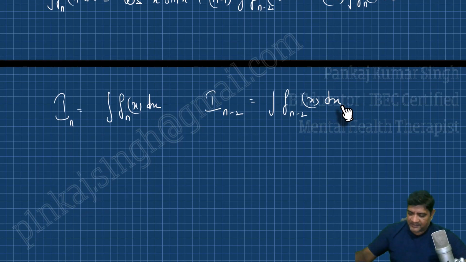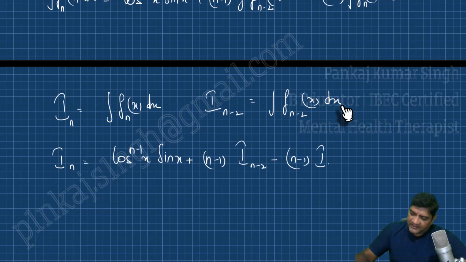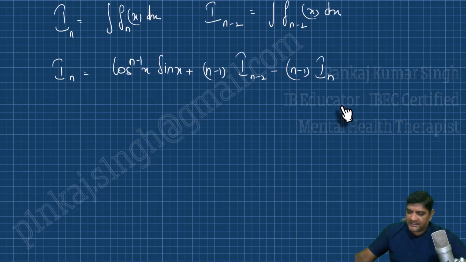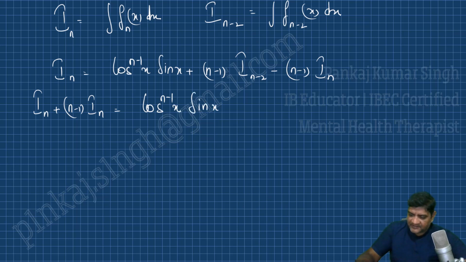So when I go back here, I can write this as I n equal to cos to the power of n minus 1 x into sin x plus n minus 1 I n minus 2 minus n minus 1 I n. Now transposing I n to the left hand side, I'll have I n plus n minus 1 into I n as equal to cos to the power of n minus 1 x into sin x plus n minus 1 into I n minus 2.